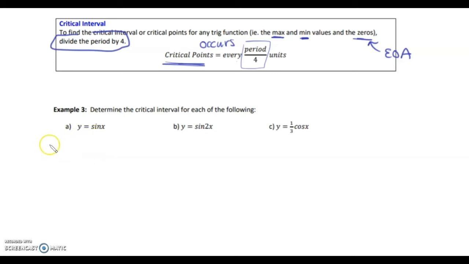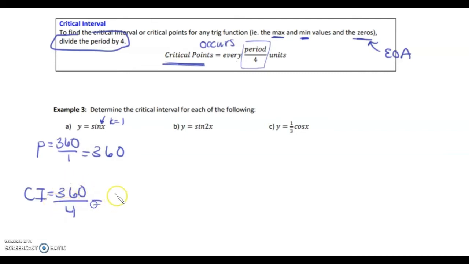So in this case, if you want to see this the long way, we could say, what's the period? Well, the k value is 1, so 360 divided by 1 is just 360. Now, for the critical interval, we take 360, which is the period, and we divide it by 4. So in the original sine x function, we're going to plot a point every 90 degrees.